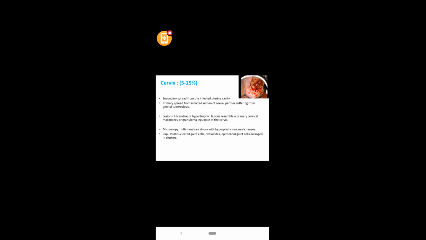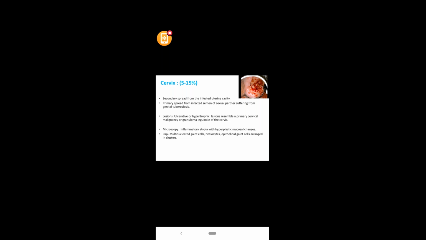And next will be the cervix. It accounts for 5 to 15%, and a secondary spread from the infected uterine cavity will be seen. Primary spread is generally from the male partner, that is, if the semen of the male sexual partner gets infected, then there will be infection in the female also. The lesions will be either ulcerative or hypertrophic, and this may resemble cervical malignancy. So before making a diagnosis, we have to rule out cervical malignancy.